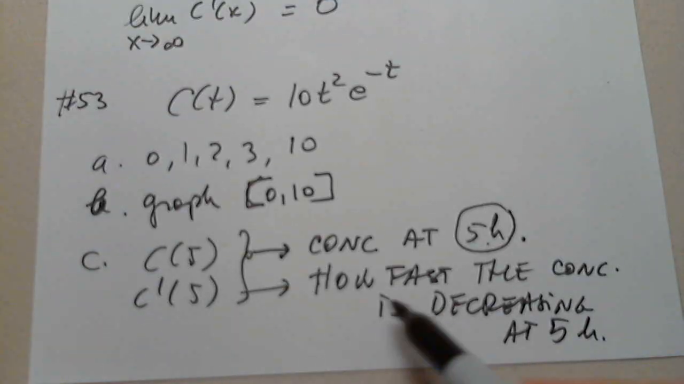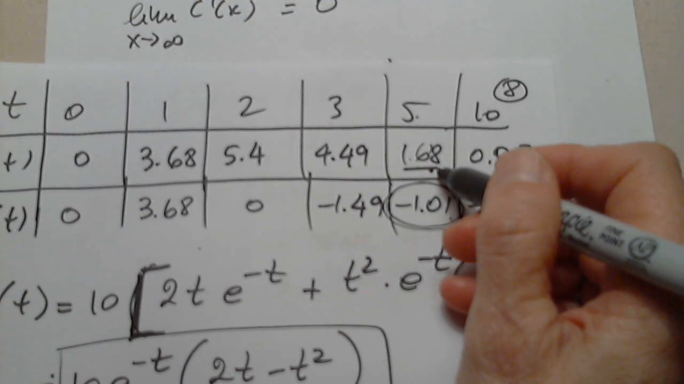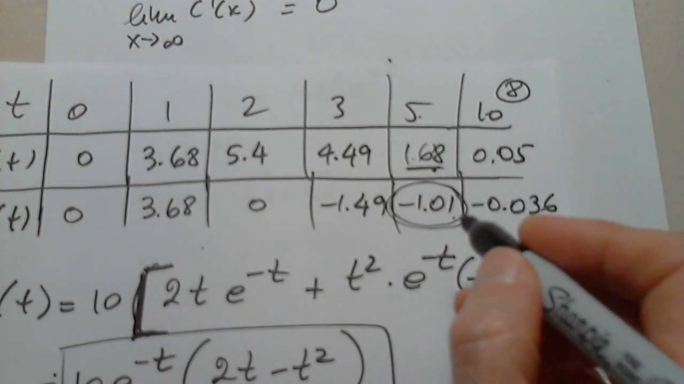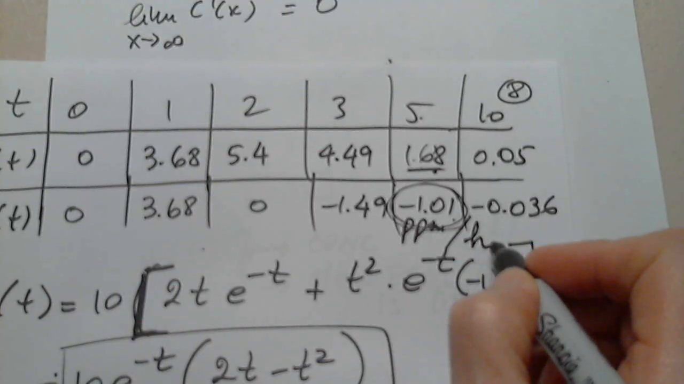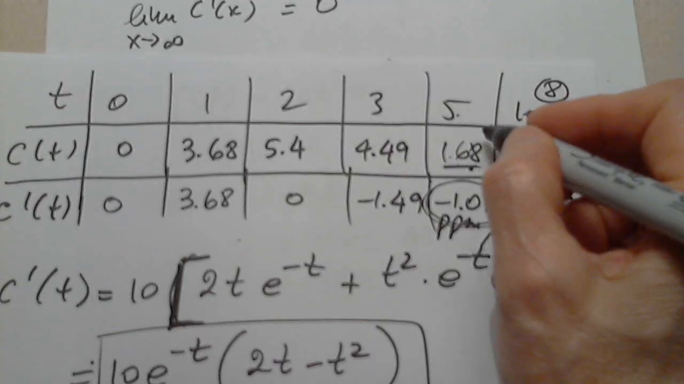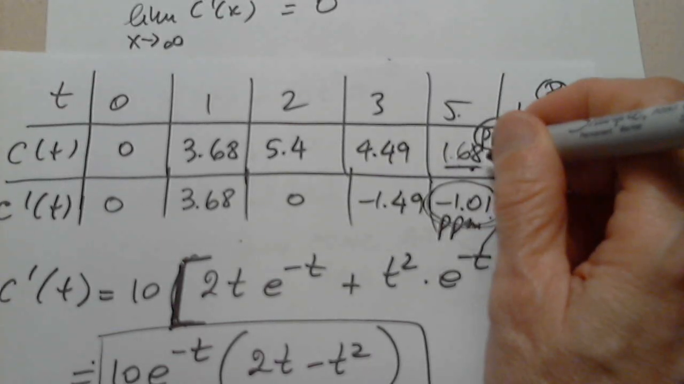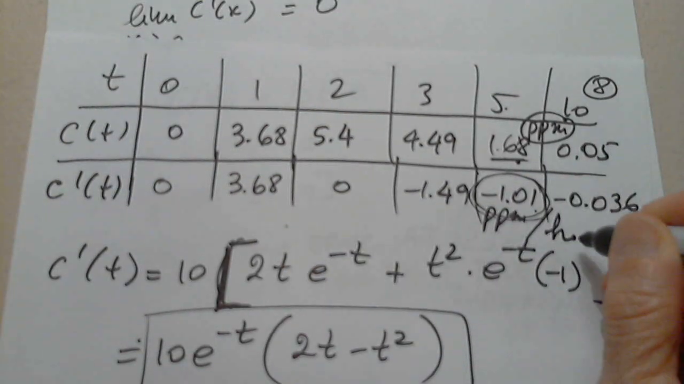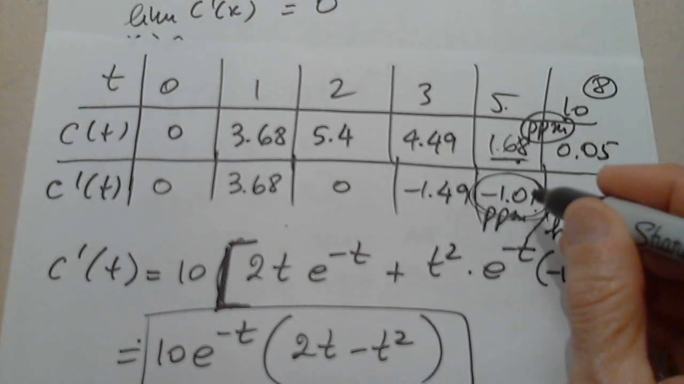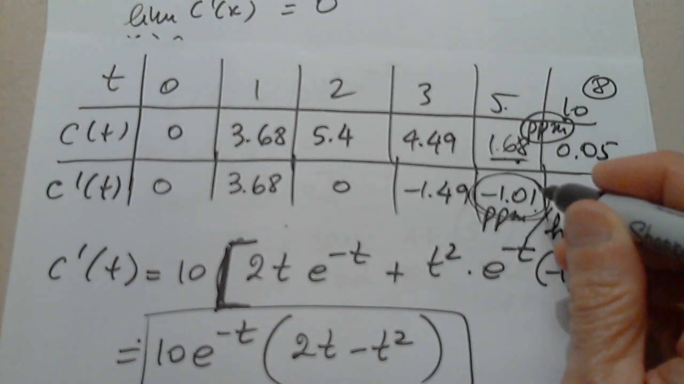C prime is how fast is the rate of change. So the measurement unit here is parts per million. The measurement unit here is parts per million per hour, because it's C prime. This is in parts per million. That's the concentration in the bloodstream. But C prime at 5 is parts per million per hour, which is how fast the concentration in the bloodstream is decreasing at that moment.